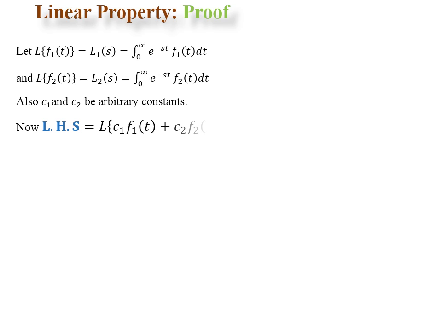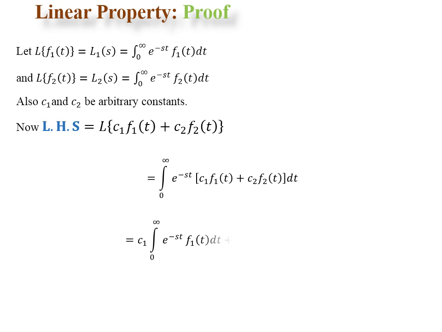Now, considering c1 and c2 as arbitrary constants, we take the LHS, that is the Laplace transform of c1 f1(t) plus c2 f2(t). According to the definition, it is the integral from 0 to infinity of e to the power minus st times (c1 f1(t) plus c2 f2(t)) dt. Now we use the integral operator, and as we know, the integral operator is linear, so it becomes c1 times the integral from 0 to infinity of e to the power minus st f1(t) dt plus c2 times the integral from 0 to infinity of e to the power minus st f2(t) dt.